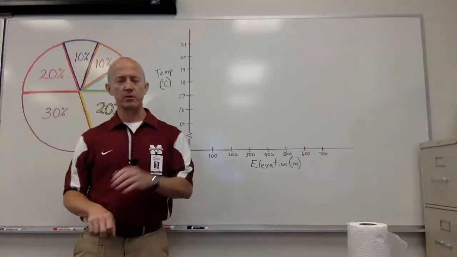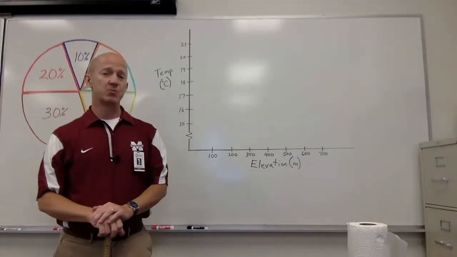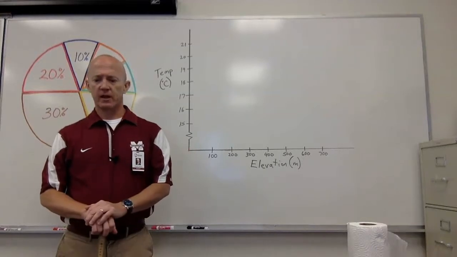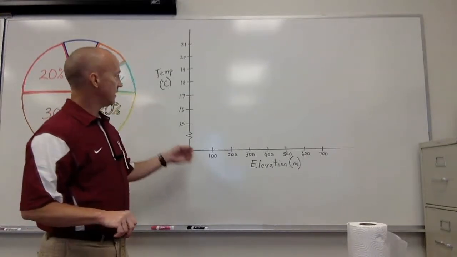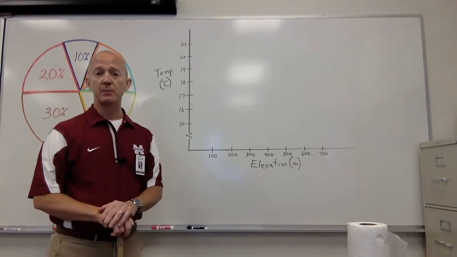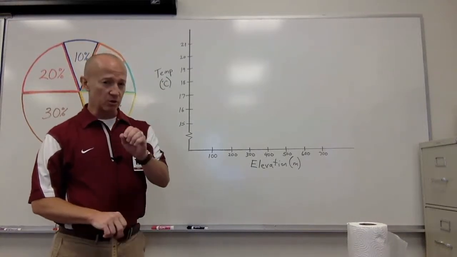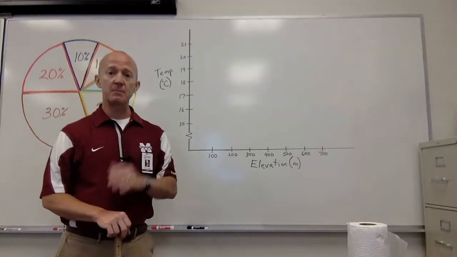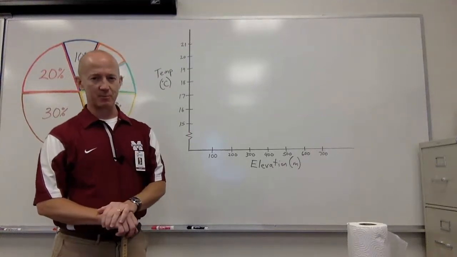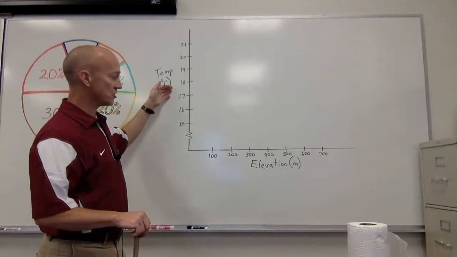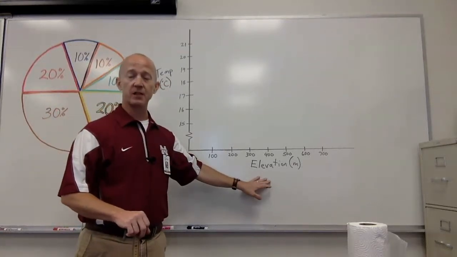The last type is one you're probably more familiar with, and it's one that we'll use most often in this class. It's called a line graph. In a line graph you have an x-axis and a y-axis. The x-axis is the one that represents your independent variable, that variable that you, the experimenter, are changing. The y-axis represents the dependent variable, what happens from those changes that you make. Here we have a graph that represents the temperature changes associated with various elevations.